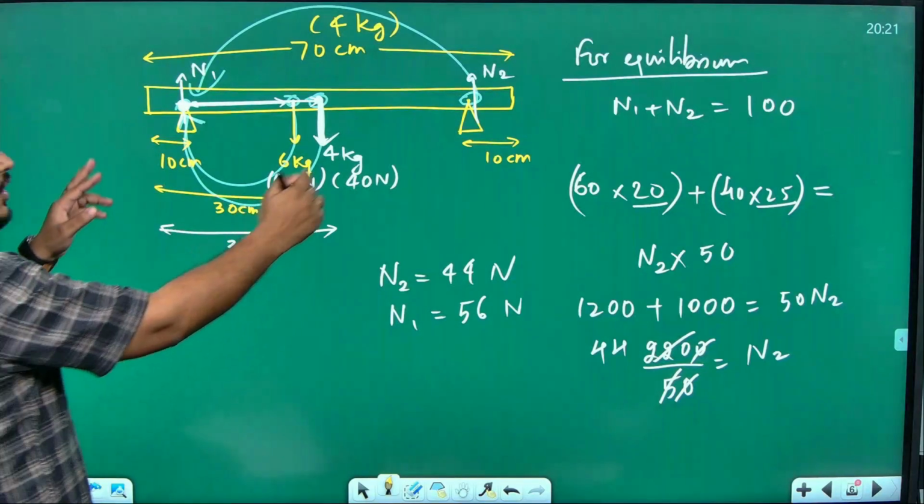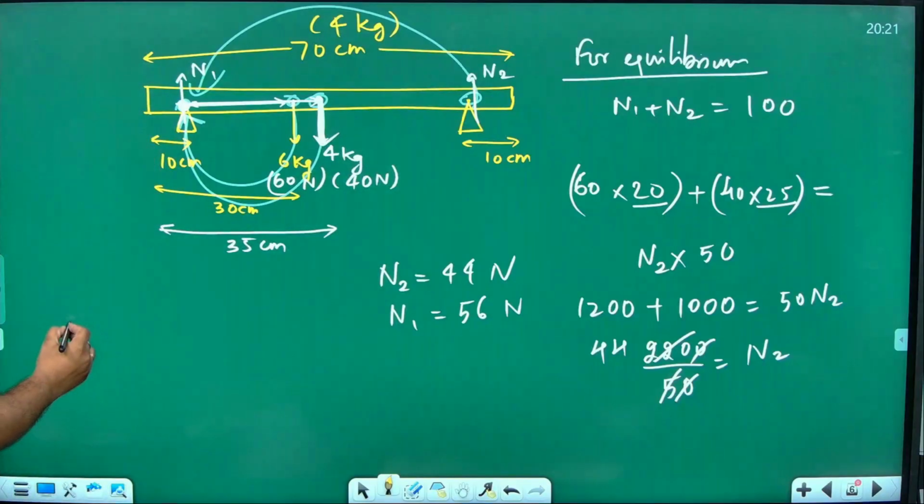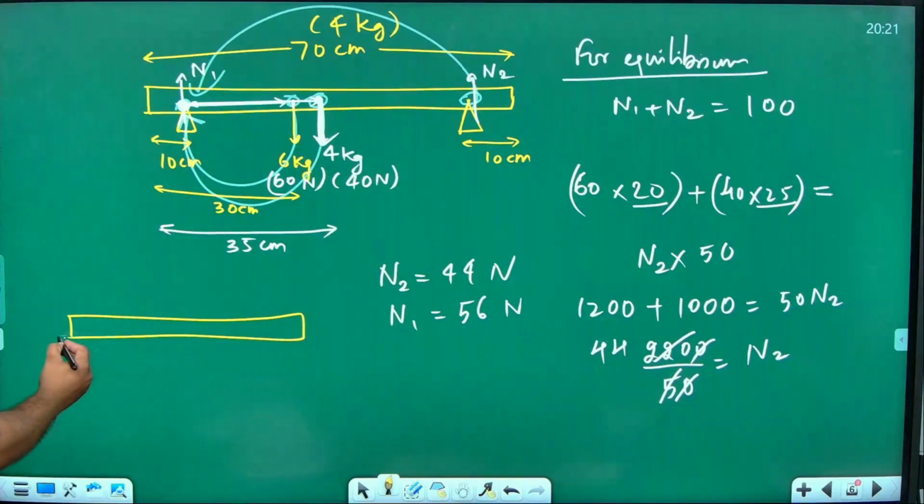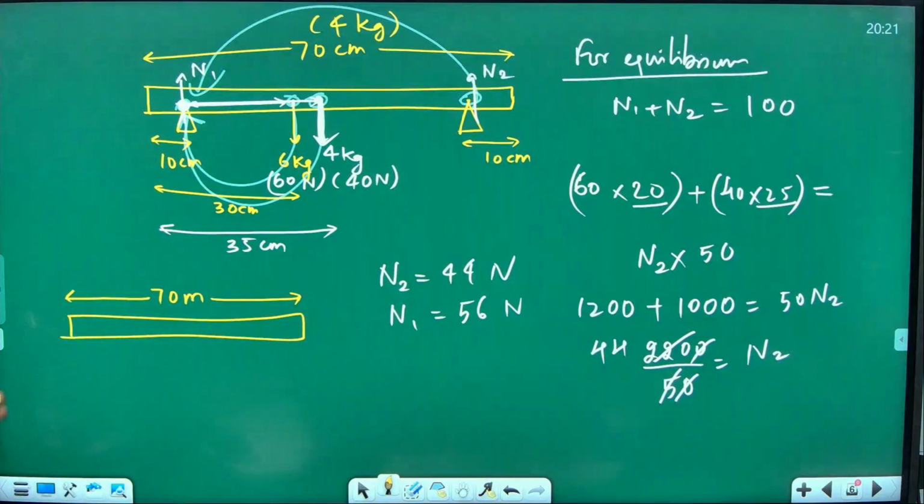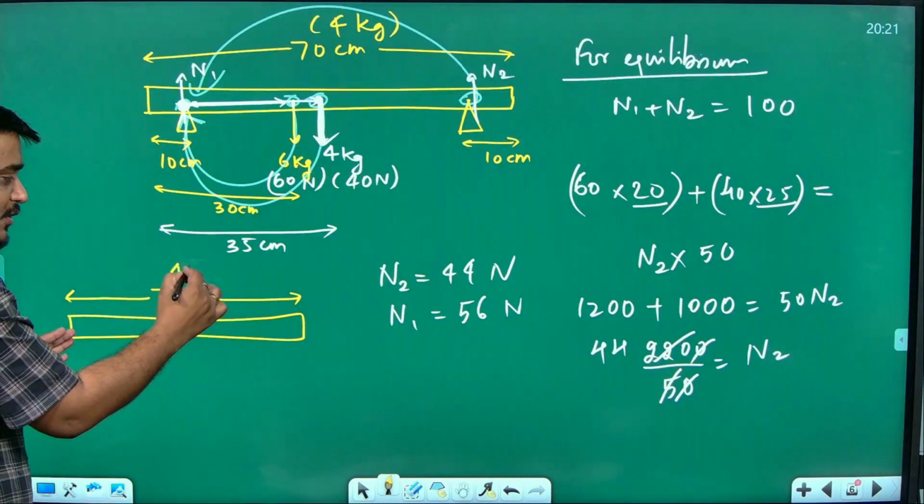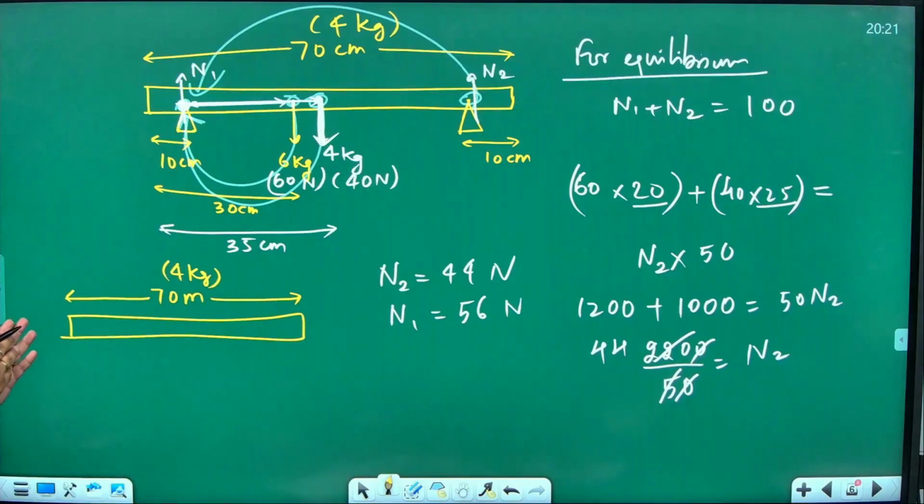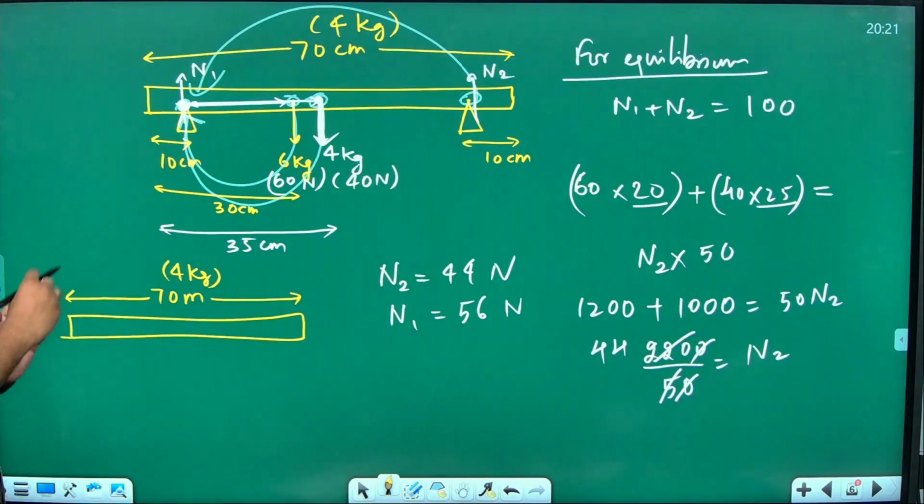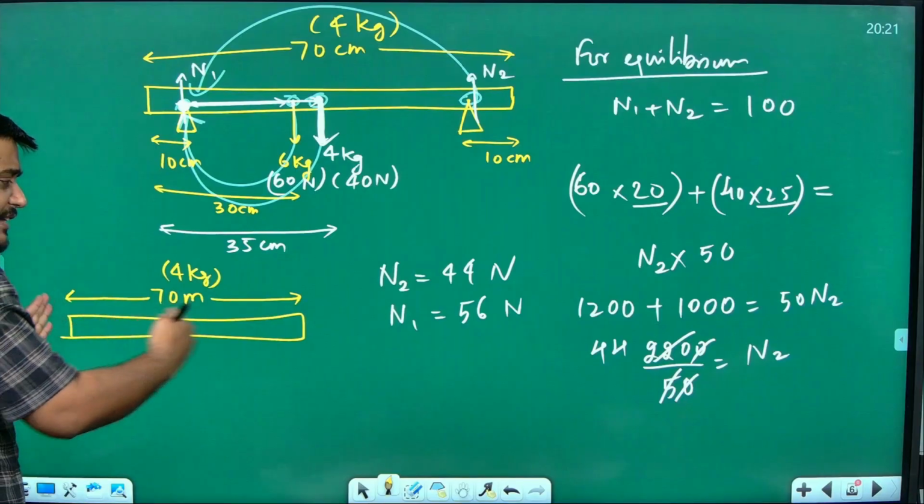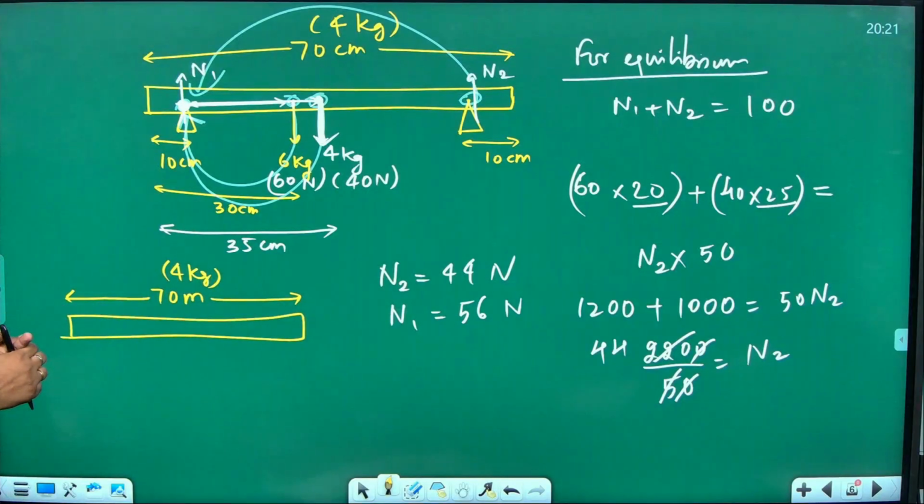They have given the total, I am drawing once again for you, please pay attention. Total length is 70 centimeter. Okay, Lalit? Okay, sir. Then total mass is 4 kg, right, Lalit? Yes, sir. This 4 kg mass is concentrated in the center of the scale. If total length is 70 centimeter, what is its center, Lalit?